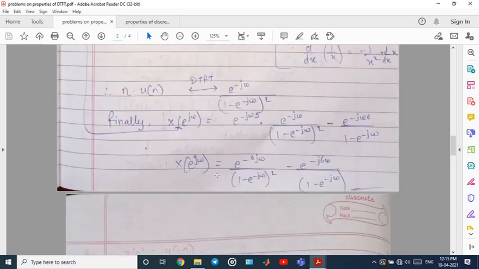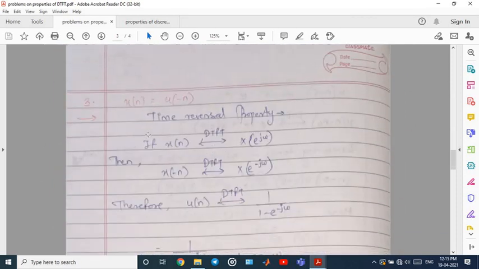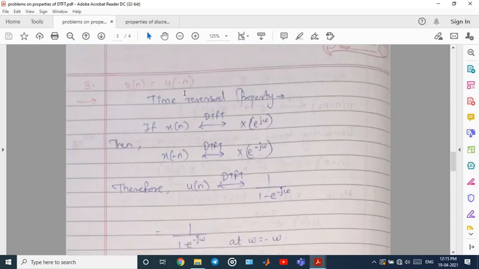So the third problem is x of n equals u of minus n. In this problem there is a reverse of sign in x of n. We can see that x of n equals u of minus n. Basically it is plus. If there is a reversal in the sign other than plus, it is called the time reversal property.